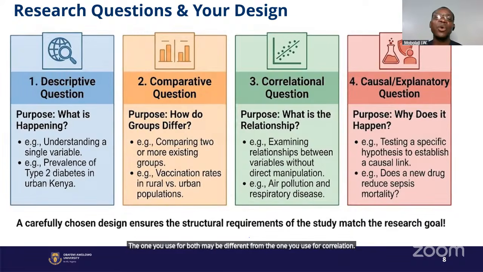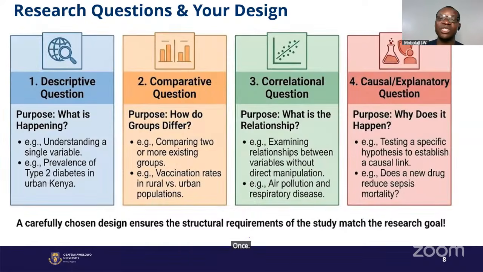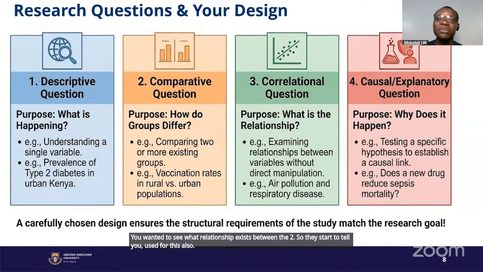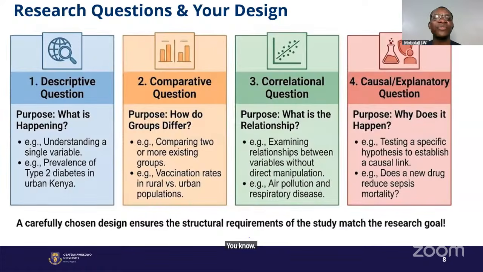questions. You want to know the relationship between two variables or two situations, two factors. You want to see the relationship between variables without directly manipulating any of the variables. So you are not carrying out any intervention. So this is a correlational question. So for example, air pollution in association with respiratory disease, you want to see what relationship exists between the two. So this research design you use for this also, it's different from the one you use for the previous two.